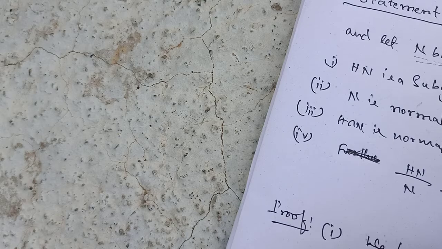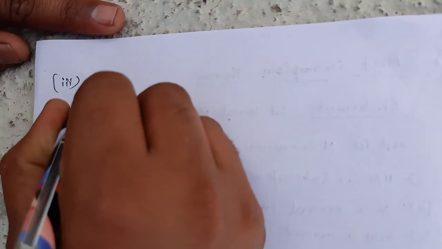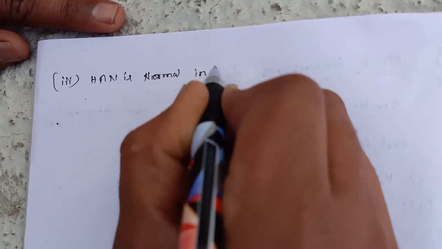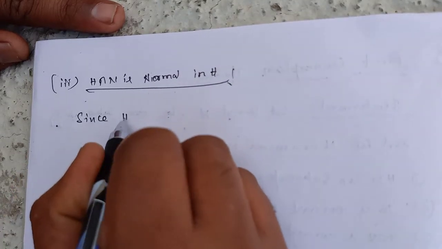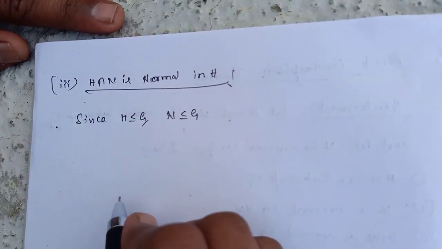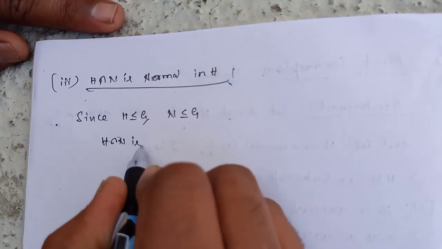And the next condition to prove is that H intersection N is normal in H. Since H is a subgroup of G and N is a subgroup of G, therefore H intersection N is a subgroup of G.